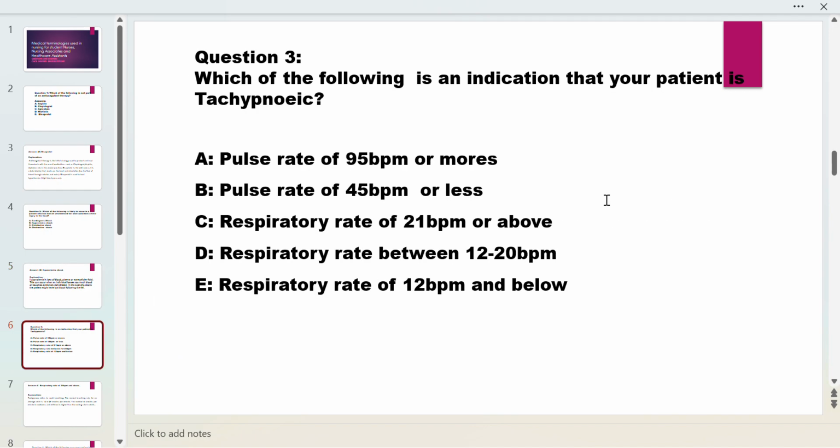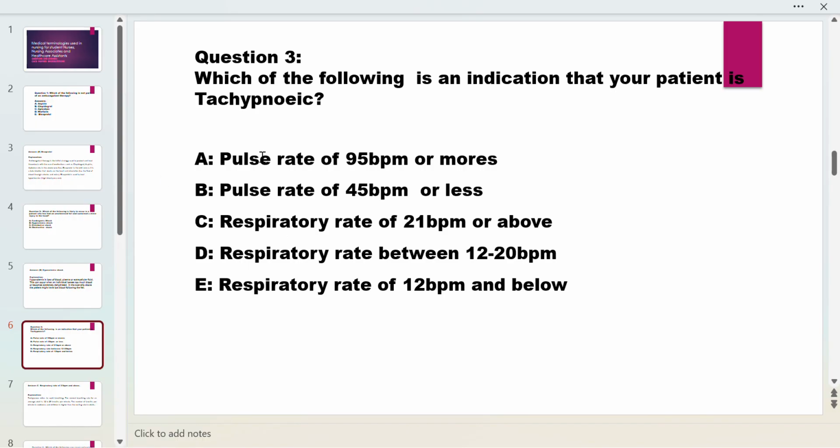Our next question says, which of the following is an indication that your patient is tachypnoeic? Tachypnoeic. That's interesting. Right, let's see. Think about our question. Paul, I'll keep quiet and let you read. Should we review our answer?